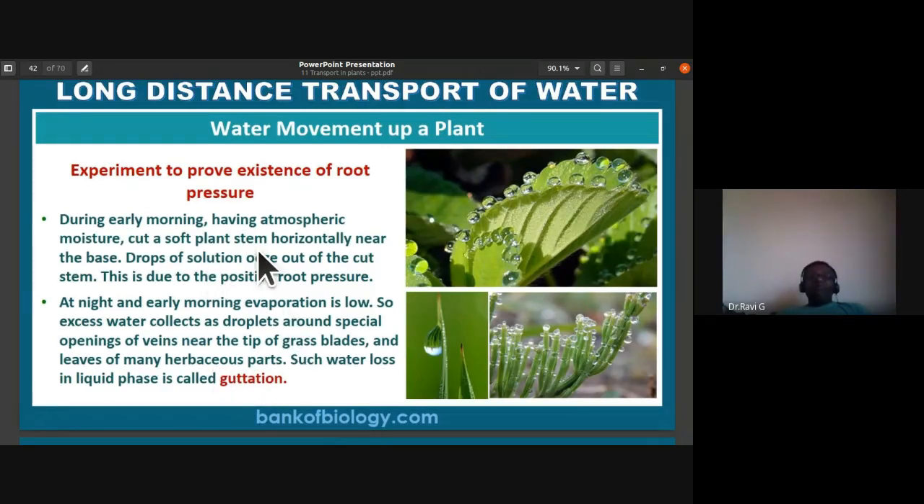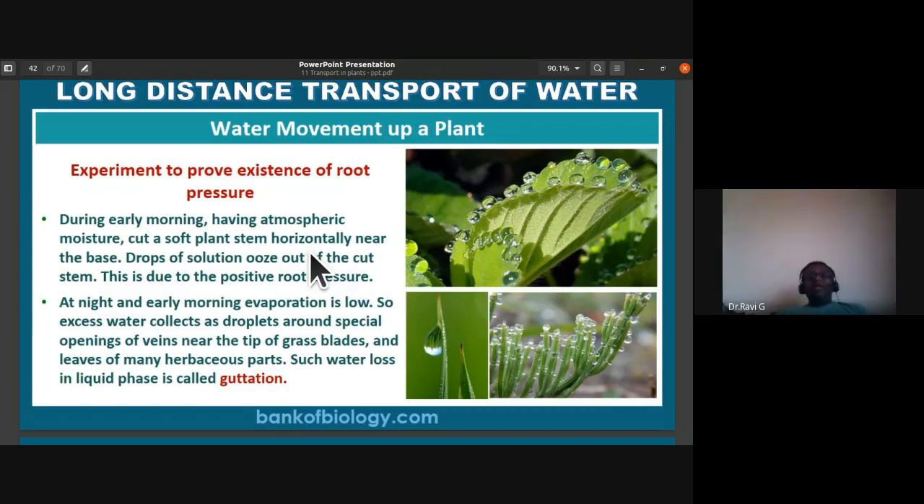During early morning, with atmospheric moisture, if you cut a soft plant like a herbaceous plant stem horizontally near the base, like a coriander plant or a mint plant, pudina, drops of solution ooze out of the cut stem. This water oozing out from the freshly cut stem is due to the positive root pressure.